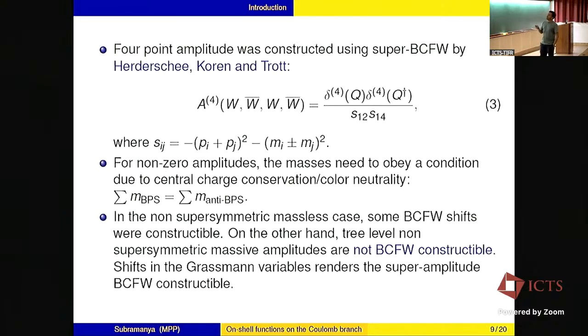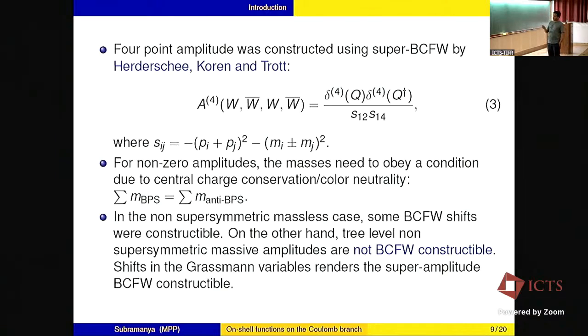Now, Herderschee, Koren, and Schuster, using BCFW, calculated, for example, the 4-point amplitude. They also calculated the 5-point, and they showed that there is no pole at infinity. So in principle, you can recurse these amplitudes. What is crucial is that for non-zero amplitudes, you need this condition to be satisfied, which is that the sum over masses with some signs must add to 0. And this is what makes these amplitudes quite special.